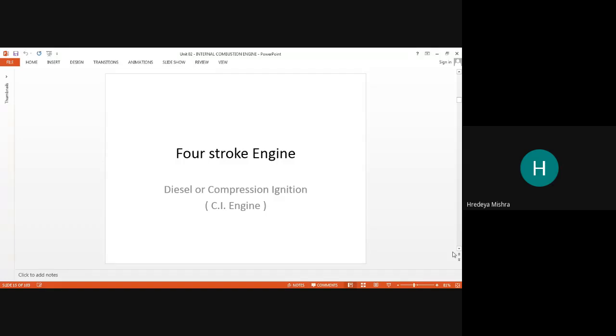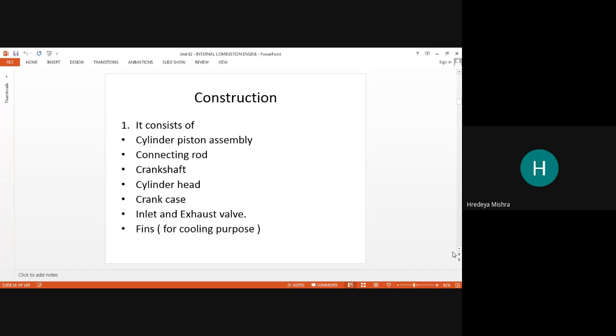The main theory regarding the four-stroke diesel engine we already discussed in our previous lecture on IC engines. So we will just recall it and go through that. What is the construction of the CI engine, or compression ignition engine, or we can say diesel engine, the four-stroke diesel engine?